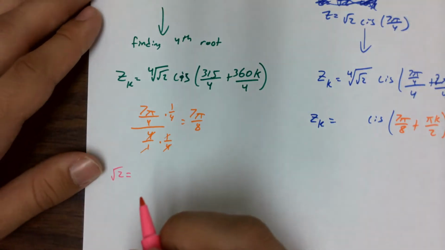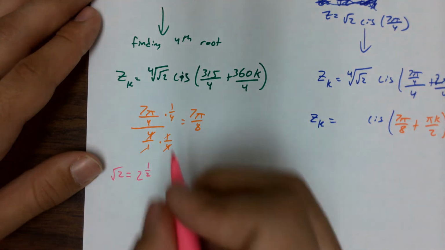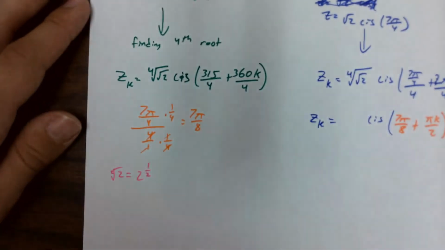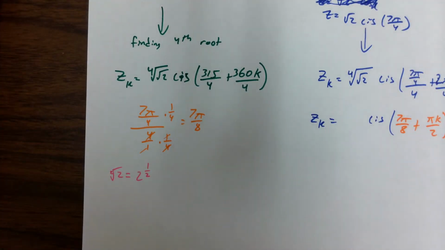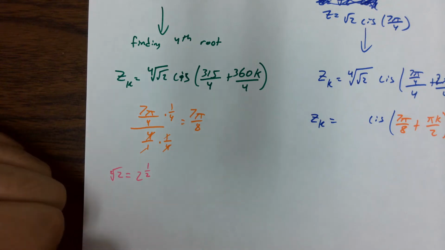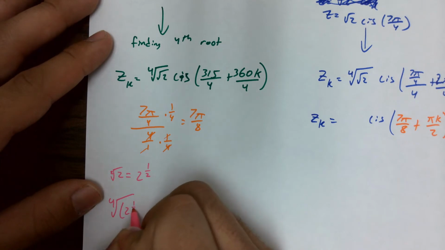Another way to rewrite that, that's 2 to the 1/2. The reason is there's a little square inside of there. We don't write it often, but there's a square there. Alright, so it becomes 2 to the 1/2. Okay, so I now have the 4th root of 2 to the 1/2.